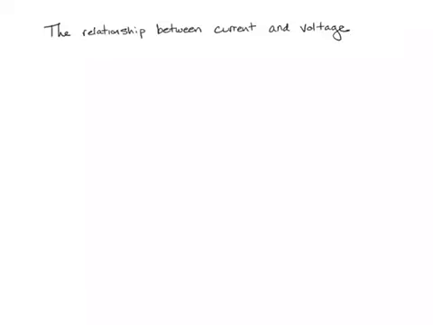Alright guys, so in the lab yesterday, you varied voltage from trial to trial through a resistor, and then you measured the current passing through that resistor. And from your data, you should have made one of two graphs.